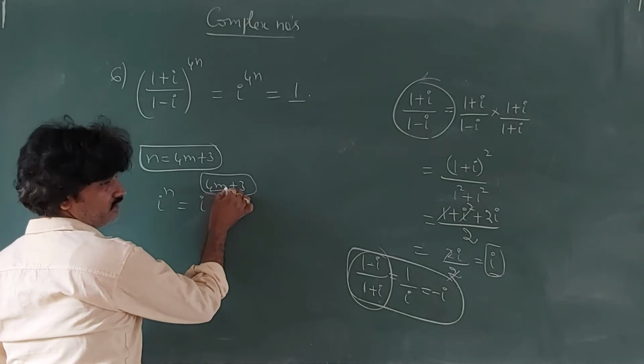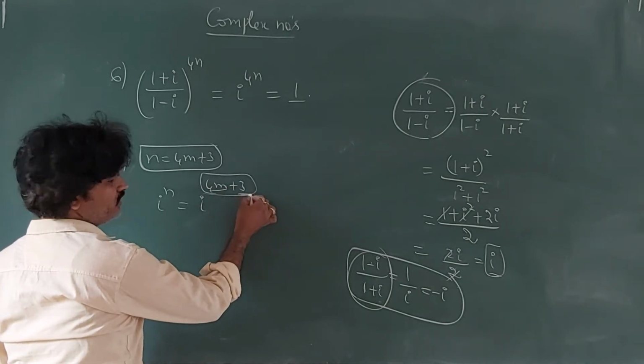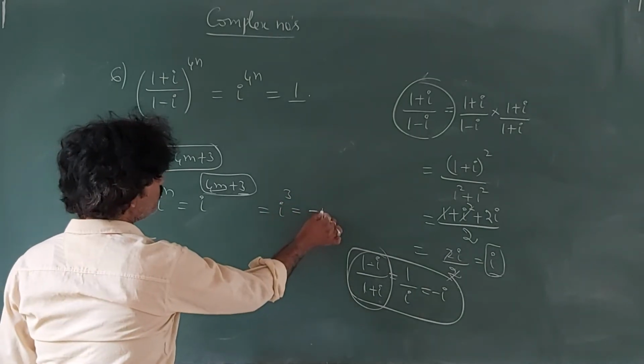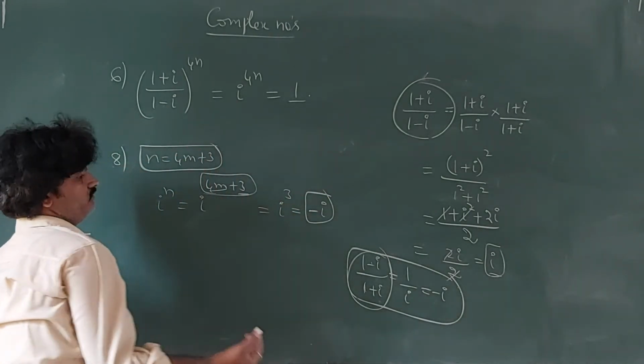So, dividing this one with 4, the 4m cancels. Remainder is how much now? 3. So simply its value is i cube. i cube value is minus i. That's the problem.